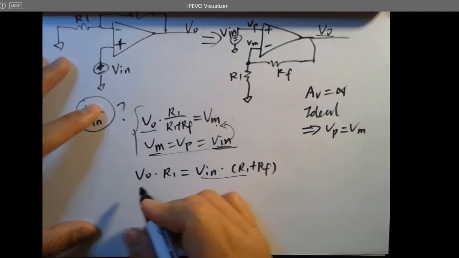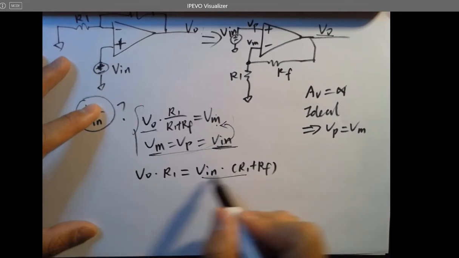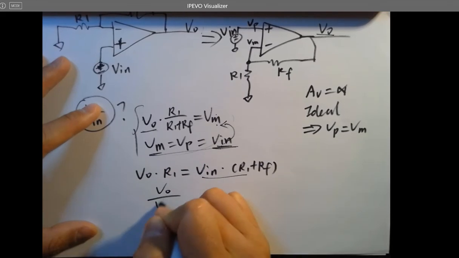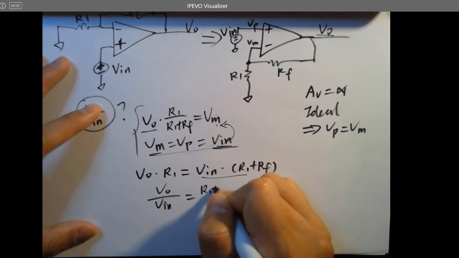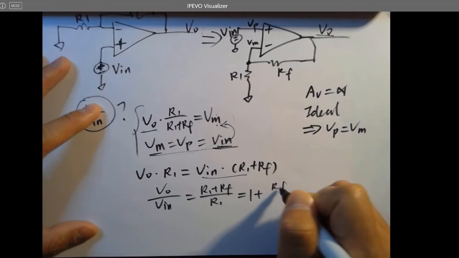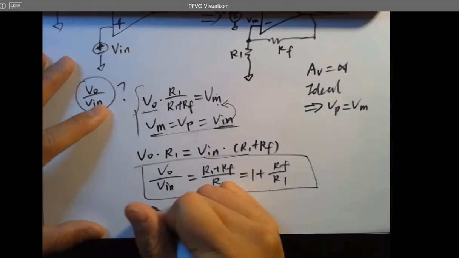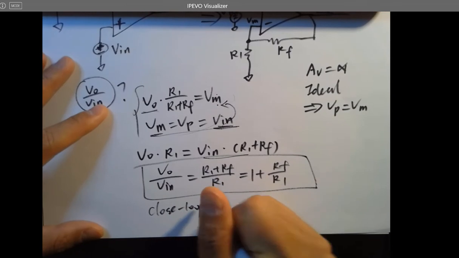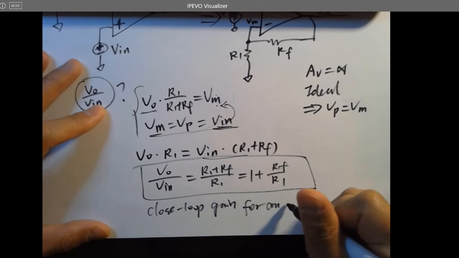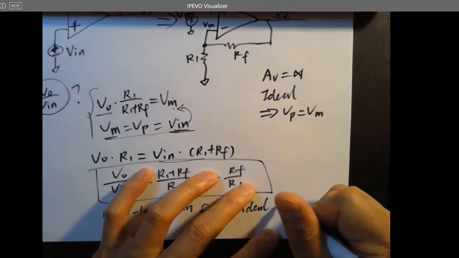V in times R1 to the left. Oh no, because you already have V in and V out on the two sides, just directly divide by V in on both sides. So you are getting V out over V in equals R1 plus RF over R1 equals 1 plus RF over R1. So this is the closed loop gain for an ideal non-inverting amplifier.